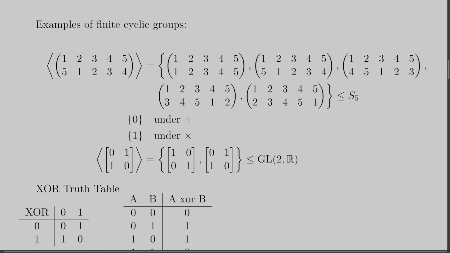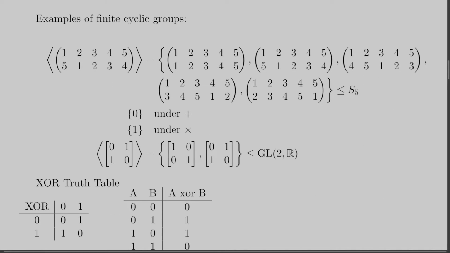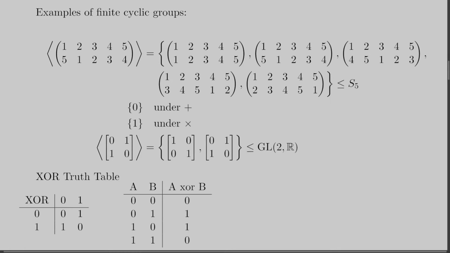Here are more examples. The element of S5 that has the arrangement 5, 1, 2, 3, 4 generates a cyclic group of 5 elements. The XOR truth table also forms a group. The set is the set containing 0 and 1, and the group operation is the XOR operation.